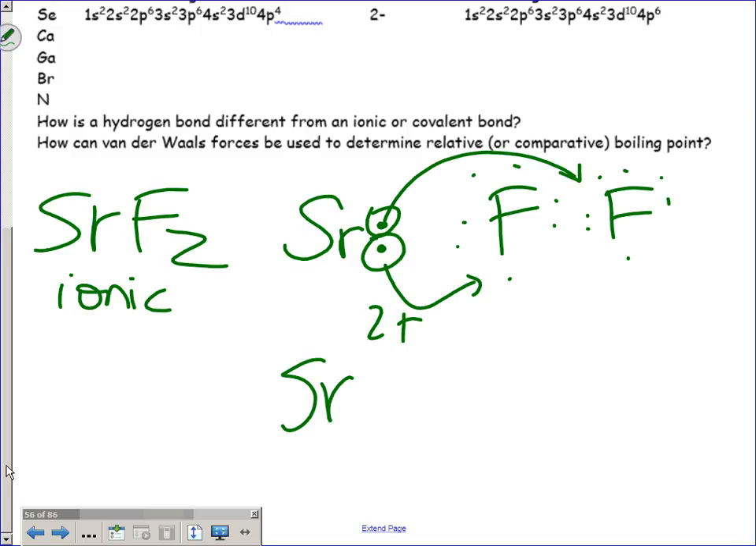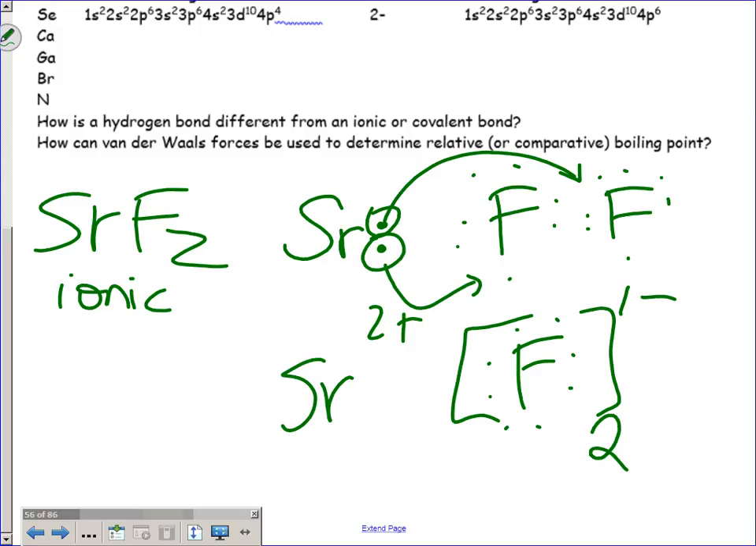Each of these fluorines separately now has 8 valence electrons. So if this fluorine gained 1 electron, what's its charge? -1. But there happens to be 2 of them, so I put the 2 subscript down there, and that's just showing I have 2 of them. Do not put a 2 negative charge there, because that's a lie. Fluorine can't gain 2 electrons. Fluorine gains 1 electron.